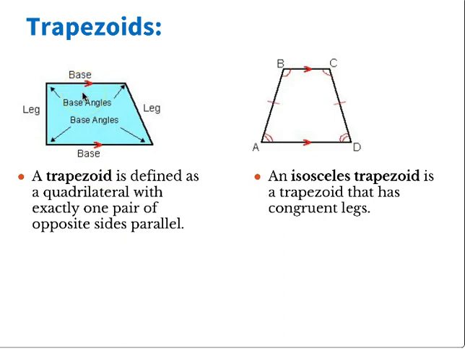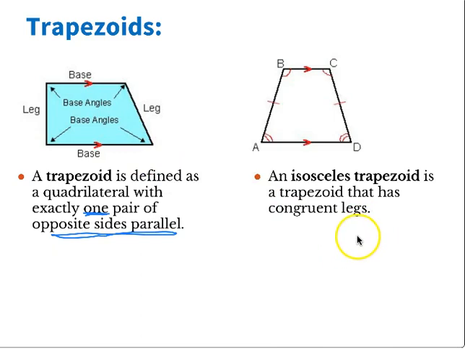So is a trapezoid a type of parallelogram? Remember, parallelograms have 2 sets of opposite sides that are parallel. So a trapezoid is not a type of parallelogram. Remember, parallelograms have 2 sets of opposite sides that are parallel, where a trapezoid only has 1 set of opposite sides that are parallel. And those are our bases right here. So that is what makes something a trapezoid, is you have 1 set of opposite sides that are parallel.